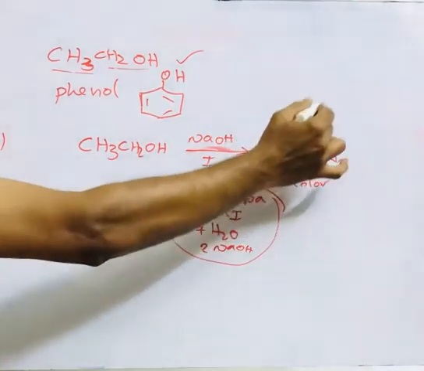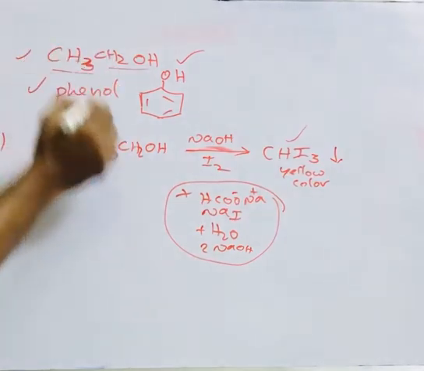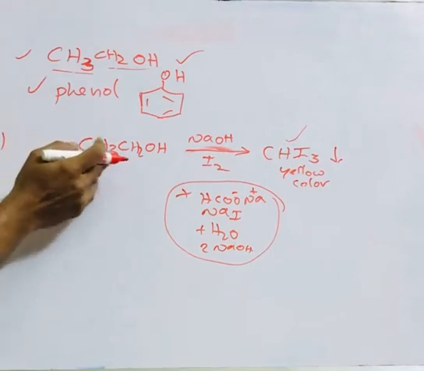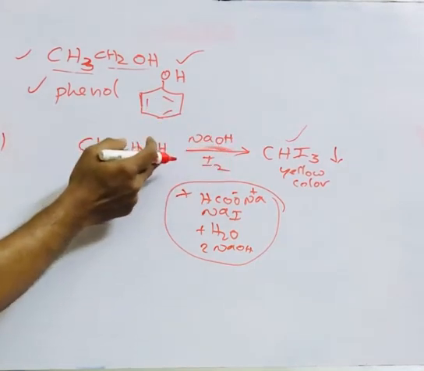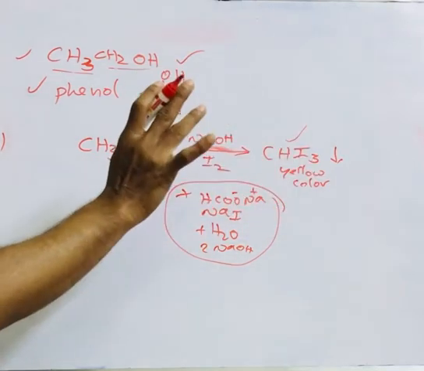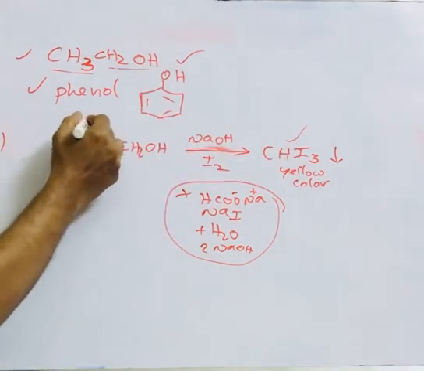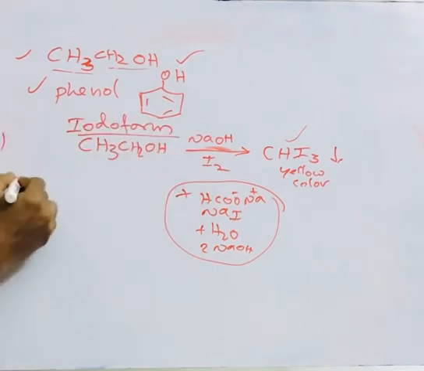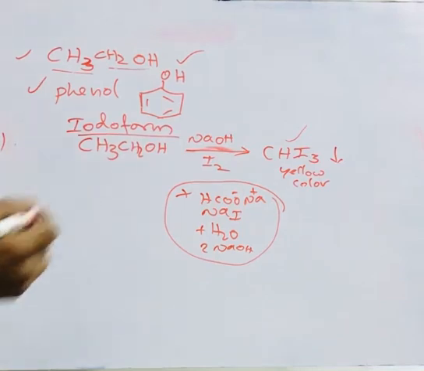But the main test, since they asked to distinguish these two, you can say that when ethanol, an alcohol, is reacted with sodium hydroxide and I2, those are primary alcohols mostly, you will get a yellow precipitate. This is called the iodoform test. But when you react with phenols, it doesn't give this particular test. Using this, one can distinguish between ethanol and phenol. So this is one question. Next one.